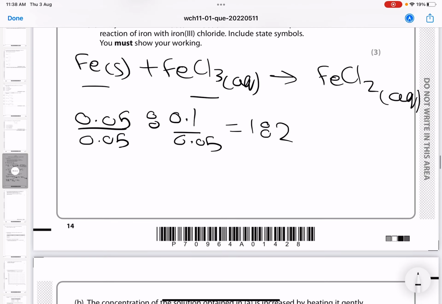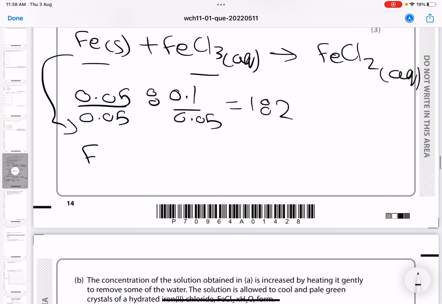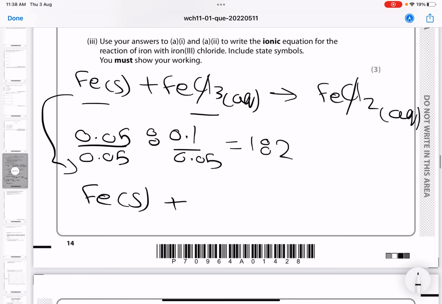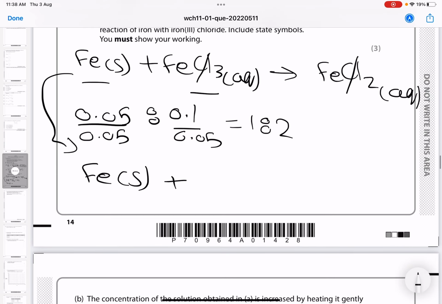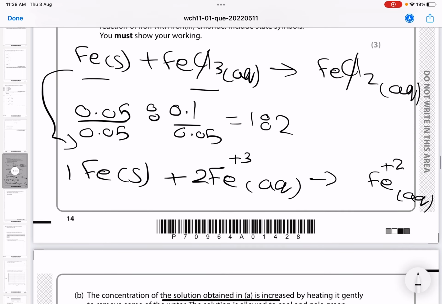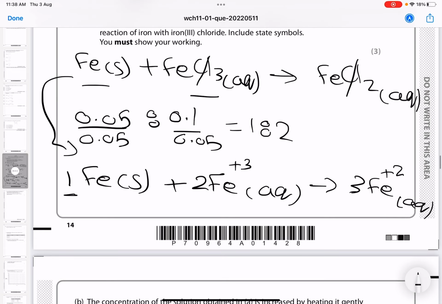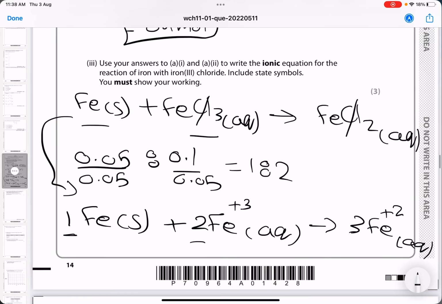So we know in ionic equations solids stay the same, so we have Fe solid plus, the chloride ions will be cancelled, Fe³⁺ aqueous, and at the end of the reaction we'll have Fe²⁺ aqueous also. For the ratio, guys, here we have 1 and here we have 2. To balance, you just need to add 3 here. The ratio of 1 to 2 we got from the moles ratio, guys.